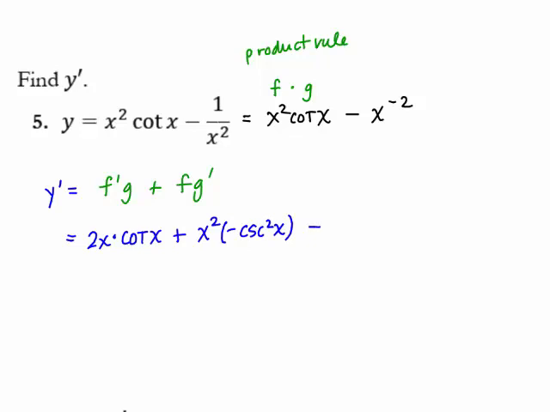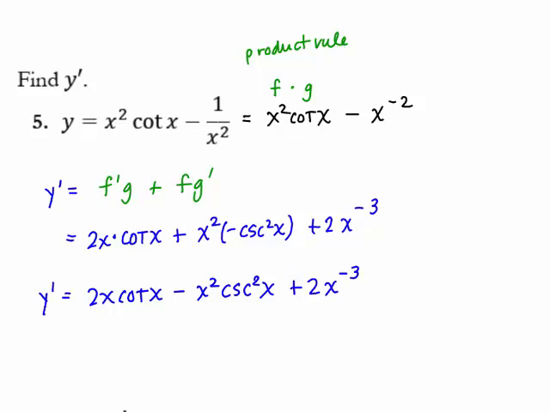Then we can differentiate this last term. Negative x to the negative 2 is negative 2, or positive 2 x to the negative 3 power. So maybe you clean this up. 2x cotangent of x minus x squared cosecant squared x plus 2x to the minus 3 power. And that's the first derivative.